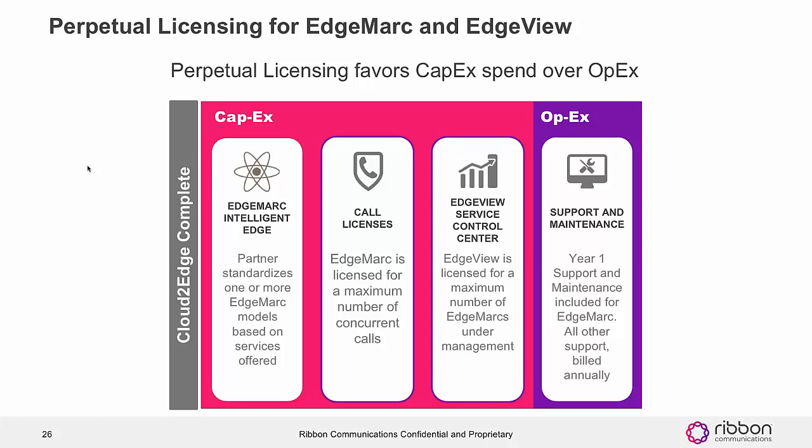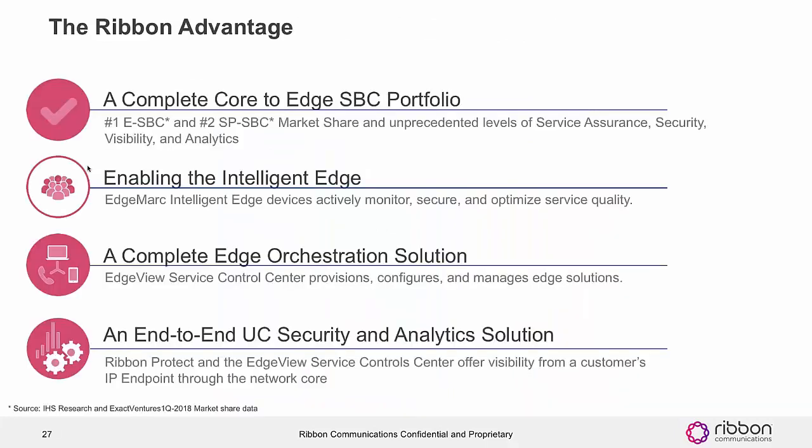You can buy in the traditional CapEx heavy model as you see displayed here, or in the OpEx model, which we call Cloud to Edge Complete. And finally, let me just wrap up the webinar, and we'll take some questions from you, by letting you know that with Ribbon, we now have a complete core to edge SBC portfolio.